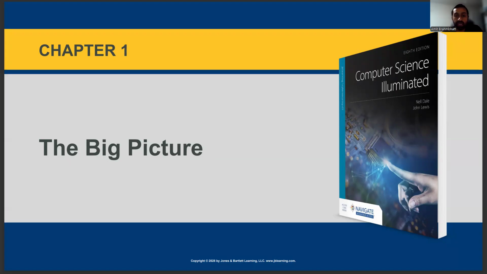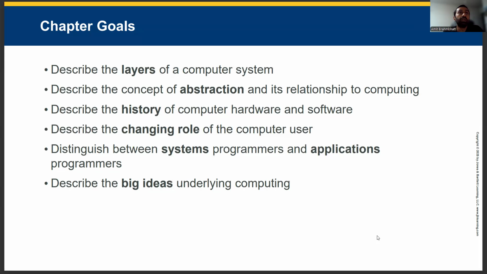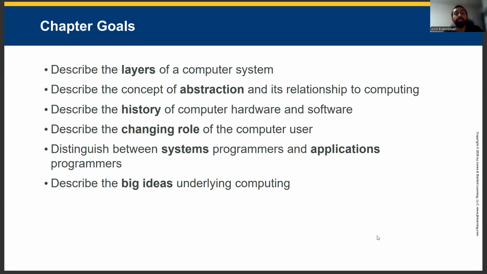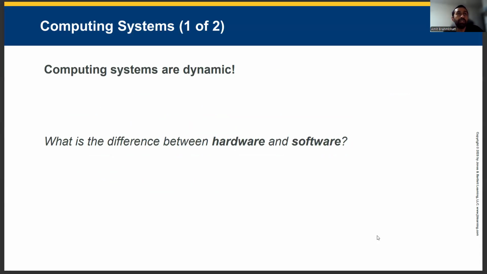We'll also connect these ideas to the big themes in computing that show up everywhere: data, algorithms, programming, and Internet's global impact. Think of today as building the mental map. We'll use this framework throughout the course. Goal of this chapter is to describe layers of computing, concept of abstraction, history of computer hardware, changing role of computer user, and the big ideas as we just discussed.